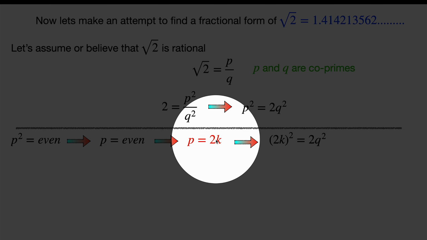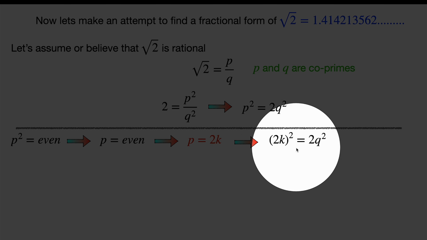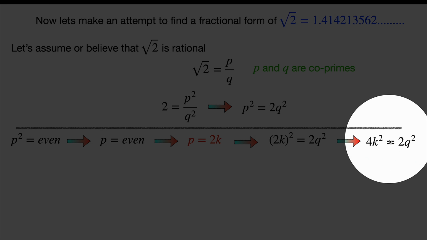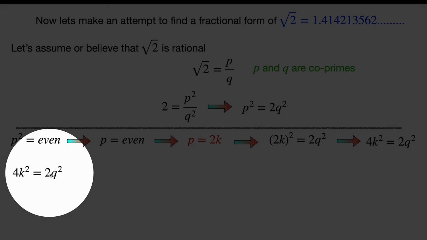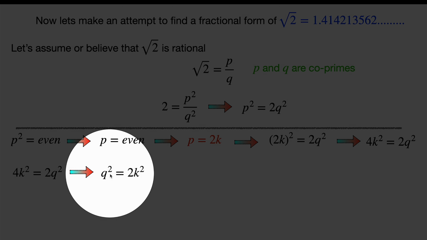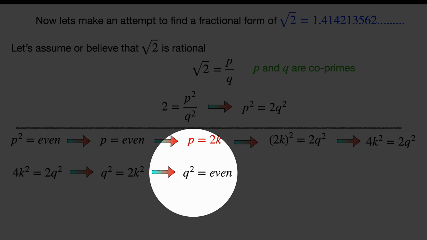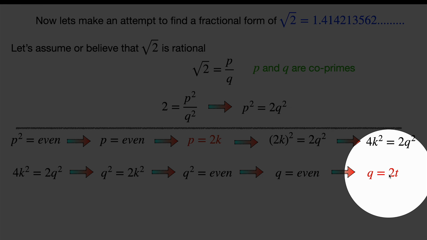And if p equals 2k, I will take this and substitute it here. Then I will get 2k whole square equal to 2q square. With a quick rearranging, I get 4k square equal to 2q square. This I can further reduce to q square equal to 2k square. Now if q square equals 2k square, that means q square is even, and if q square is even, that means q is even, and if q is even, I can write q equal to 2t.